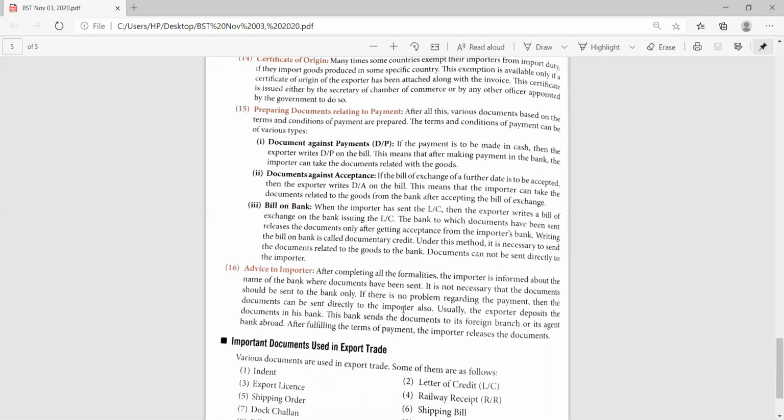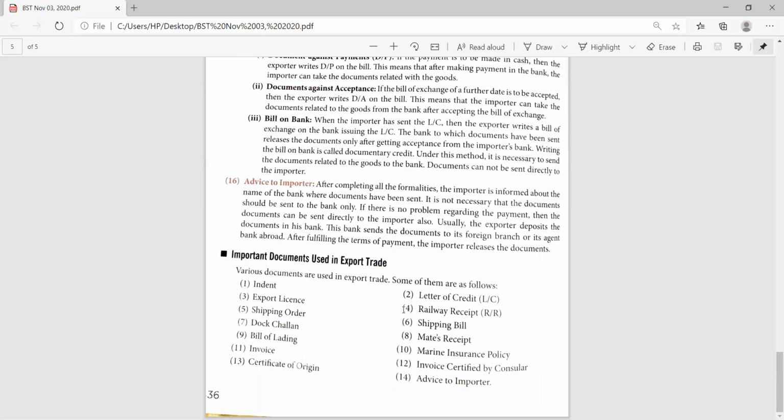Now the various documents that are to be used in the export trade: the indent, letter of credit, export license, railway receipt, shipping order, shipping bill, dock challan, mate receipt, bill of lading, marine insurance policy, invoice, invoice certified by the consul, certificate of origin, and advice to the importer, a kind of letter. These are the various documents that are to be used in the export trade.